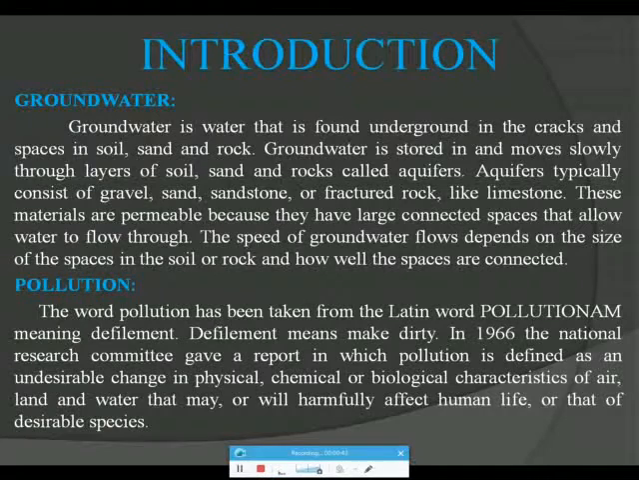defilement. Defilement means dirty. In 1966, the National Research Committee gave a report in which pollution is defined as an undesirable change in physical, chemical or biological character of air, land and water that may or will harmfully affect human lives or that of desirable species.